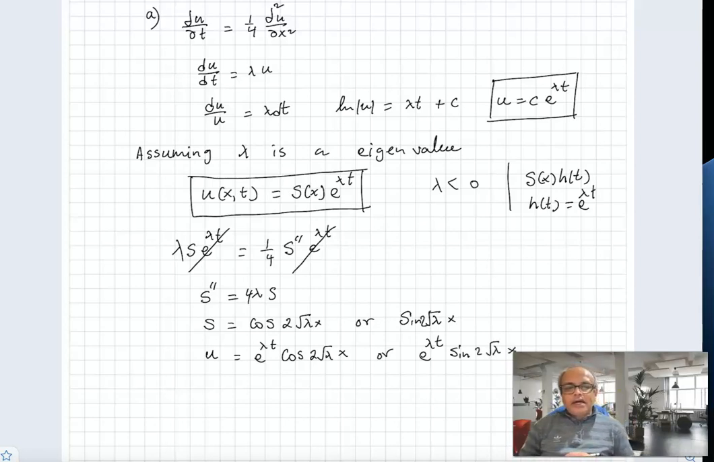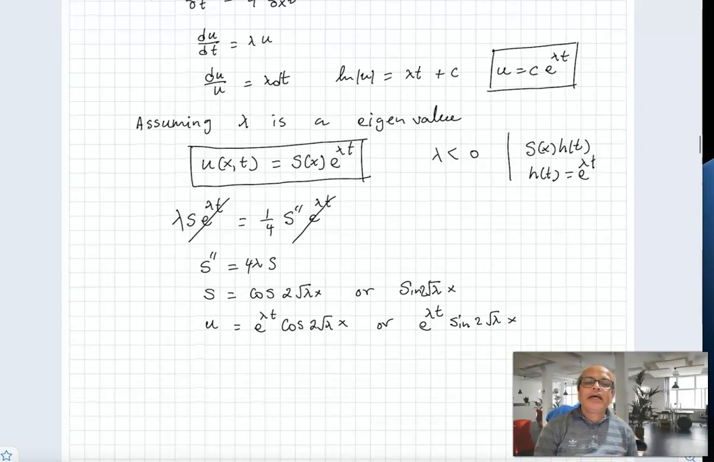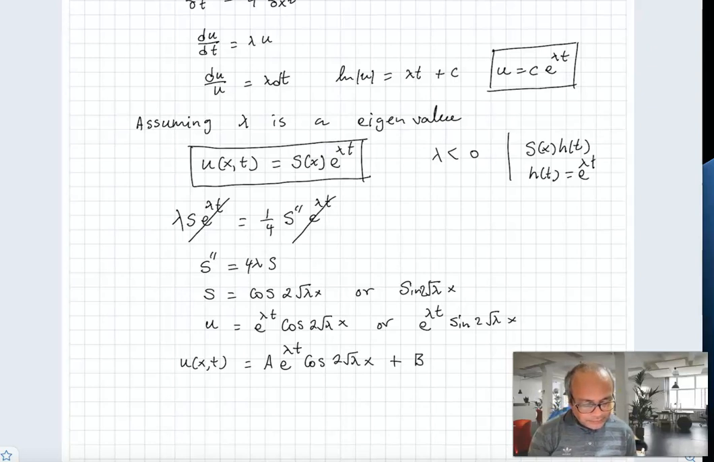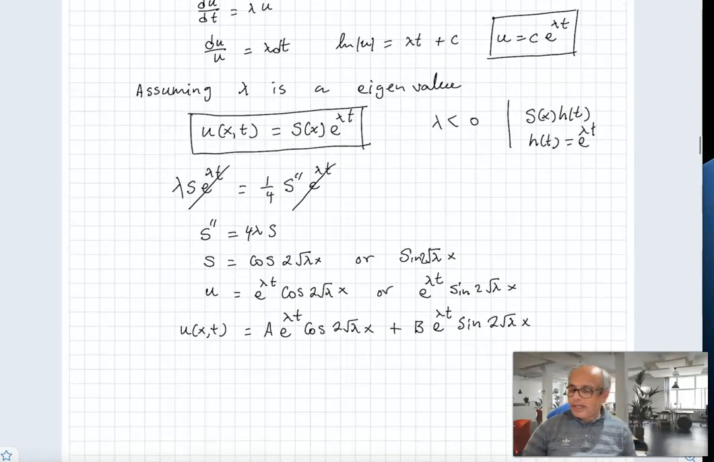So we have two different solutions of a linear partial differential equation, and by the principle of superposition we will write the general solution u(x,t) as some constant a times e to the power lambda t cos 2 square root of lambda x plus b times e to the power lambda t sine 2 square root of lambda x.